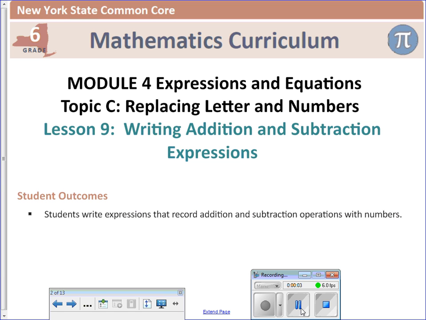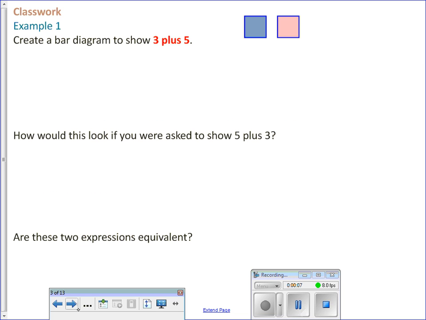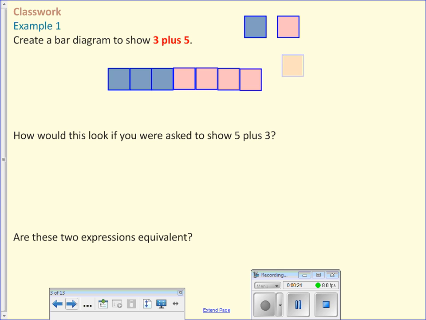Lesson 9, Writing Addition and Subtraction Expressions. So let's take a look at creating a bar diagram to represent 3 plus 5. So 1, 2, 3 plus 5, 1. You're drawing this in your notes. 5. So we have 3 plus 5.